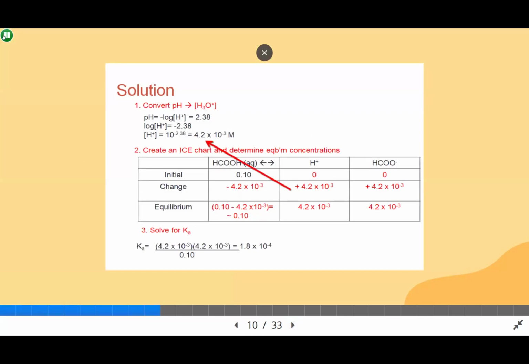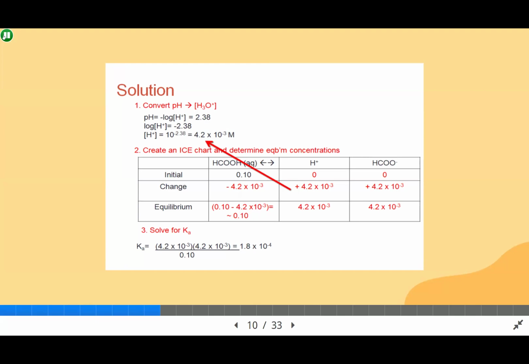For the solution, step 1: convert pH to our concentration of H3O plus, or H plus. So our formula is pH equals negative log of the concentration of H plus, and that's going to be equal to 2.38. We were given our pH. So the log of H plus is negative 2.38, and we put that as the power of base 10 to do the opposite of the log function. So we get the concentration of H plus to be 4.2 times 10 to the negative 3.